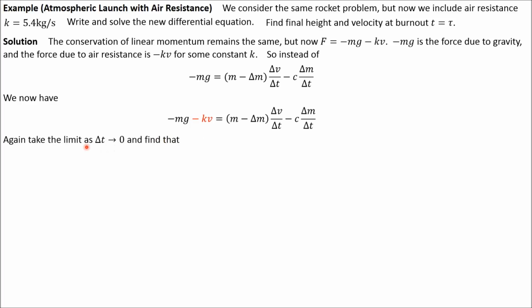And you can take the limit as delta t approaches 0. This will approach 0, this approaches dv dt, and this approaches beta. So we have that. And again, mass starts at the initial mass and it's decreasing at a rate of beta, because that's how fast the exhaust gases are leaving the exhaust port. So we can replace m with m naught minus beta t.